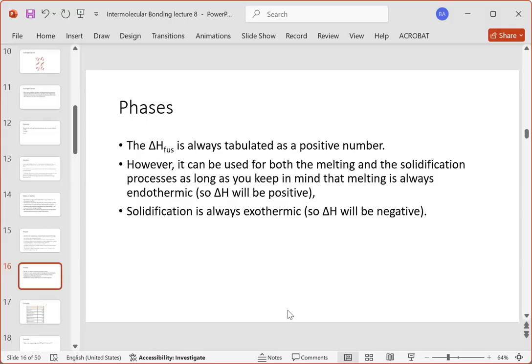You place the water inside your fridge, in a vessel, and you want it to solidify. Heat has to leave it before it can solidify. So heat is leaving, and it's an exothermic process, so delta H becomes negative. Solidification is always exothermic, so delta H will be negative. Melting is an endothermic process. Heat is coming into the system, so it's positive energy.